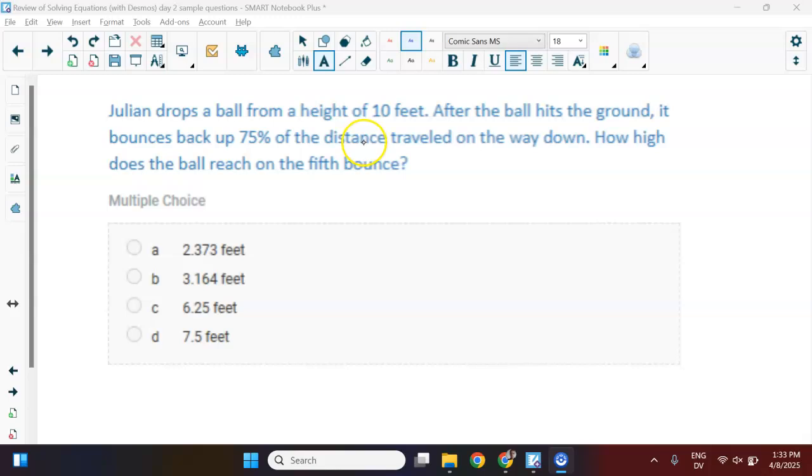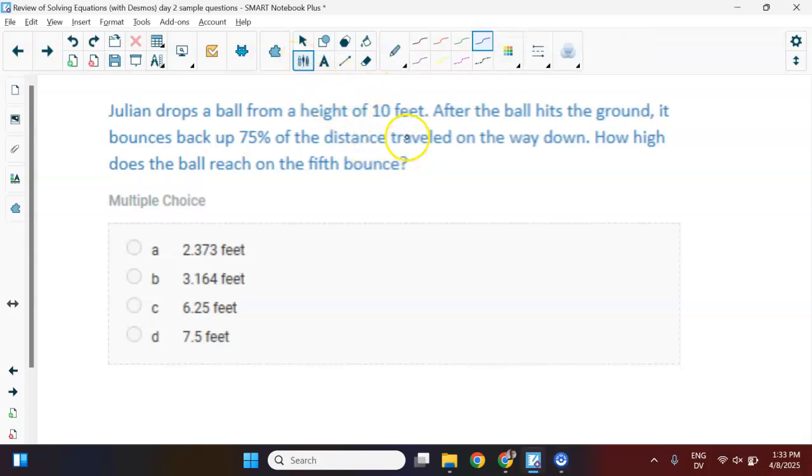Okay, one final question here. Desmos does have a table feature, and it's helpful here because we want to find when the ball reaches the 5th bounce. So we want to do x and y, but we really want to know, on bounce 5, what is the height y. So the first piece, we actually have to write the equation, and this is an exponential because it bounces back up 75% of its previous distance.